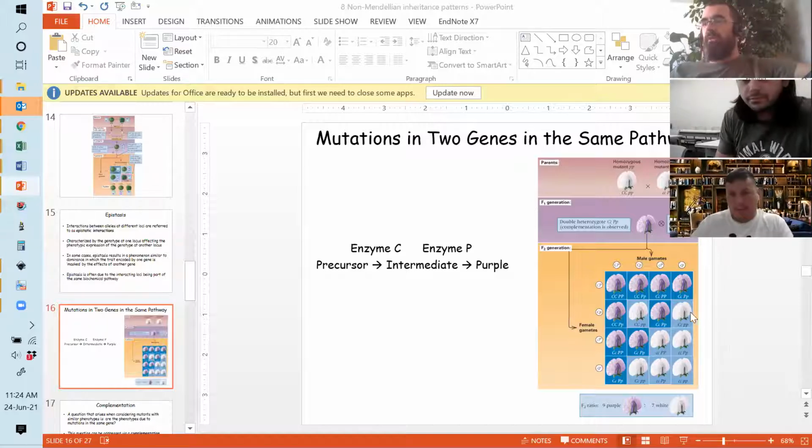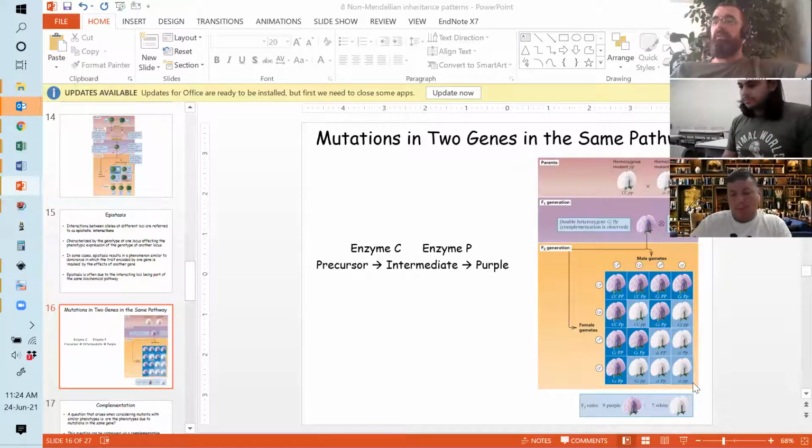If you look at all the other 7, the whites in that Punnett square, every one of those has at least one of those genes, could be either C or P. It actually doesn't matter which. One of those is going to be homozygous recessive, or both of them, perhaps one on the bottom right.